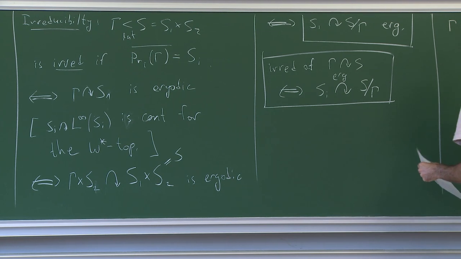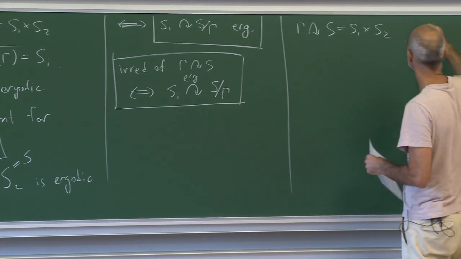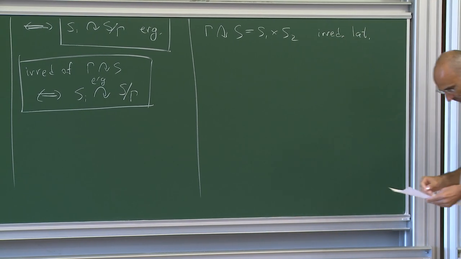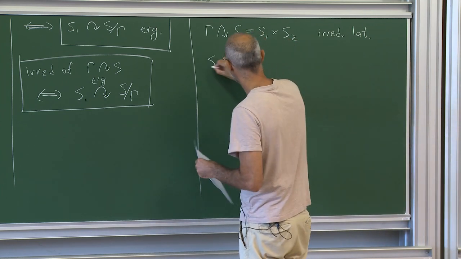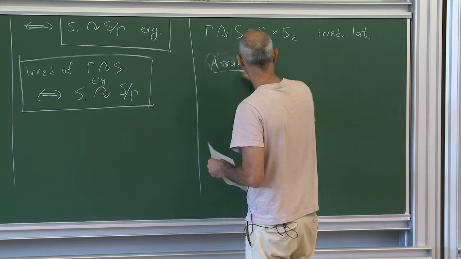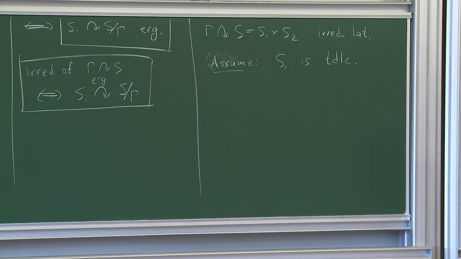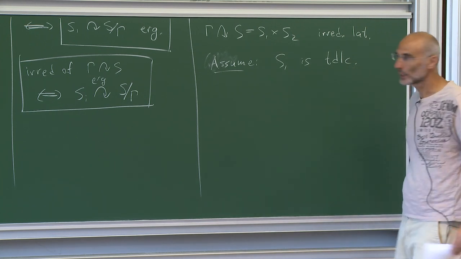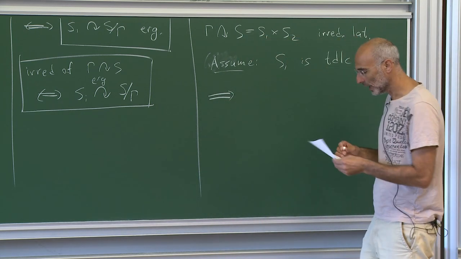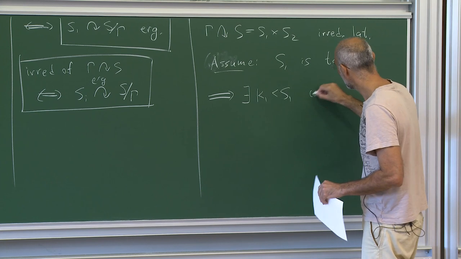So let me start with, again, the setting. The title here is discussion. This is an irreducible lattice. Assume that S1 is a TDLC group, a totally disconnected locally compact group. So its connected component of the identity is trivial. So this implies that there exists in S1 a subgroup K1 which is compact open.